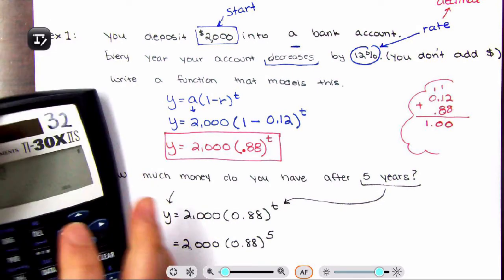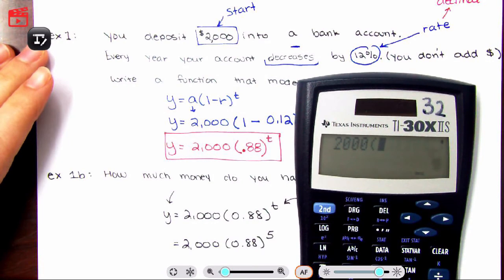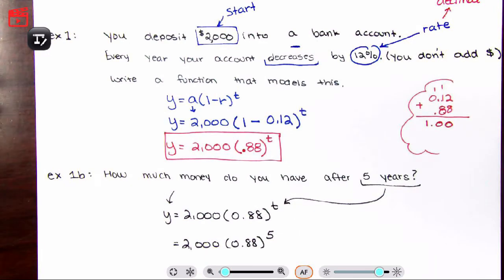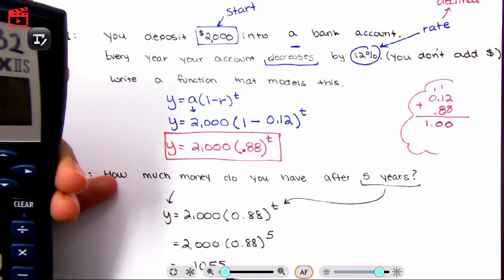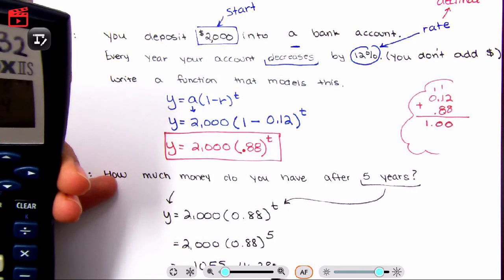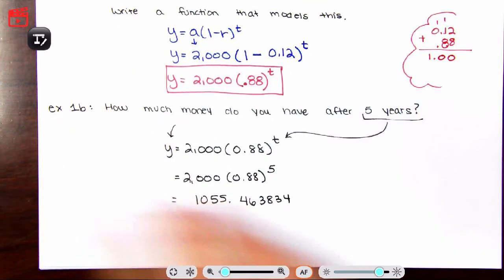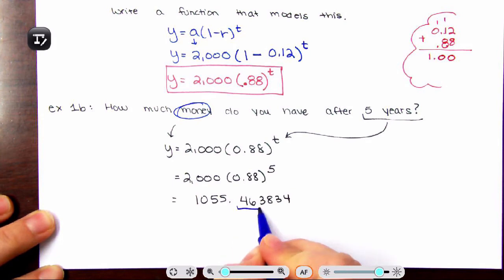So I have 2,000. You can do it this way if you want to do it all at once. Just make sure you use parentheses and type exactly what you have. And that is what you have. You have 1055.46384. Again, read what it's asking. Your answer has to make sense. So if they're asking about money, money has 2 decimal places. Make sure you are rounding accordingly.